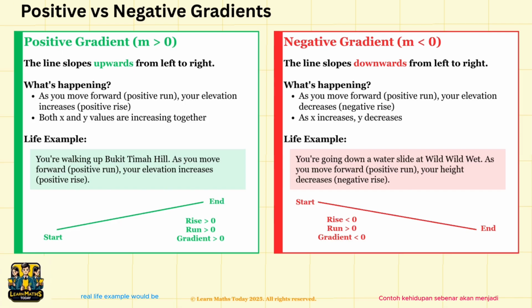A fun real-life example would be if you're speeding down a thrilling water slide at Wild Wild Wet. As you move forward along the slide, your height rapidly decreases. The faster you go down, the steeper, or more negative, the gradient of that slide's path. So remember, uphill slopes mean a positive gradient, and downhill slopes mean a negative gradient. It's all about understanding the direction of the change.